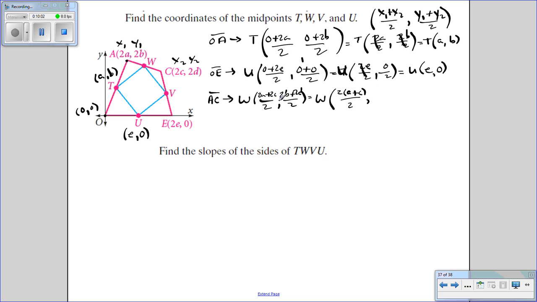I'm going to do the same thing for the y coordinate. Both of these don't combine, but they do both have a 2 in common, so I'm going to divide out a 2, leaving you with b plus d. And again, this is still over 2. So our coordinates for w, which is the midpoint of segment AC, these 2's will cancel out, leaving you with a plus c. These 2's cancel for the y coordinate, leaving you with b plus d. So w's coordinates, a plus c, comma, b plus d.